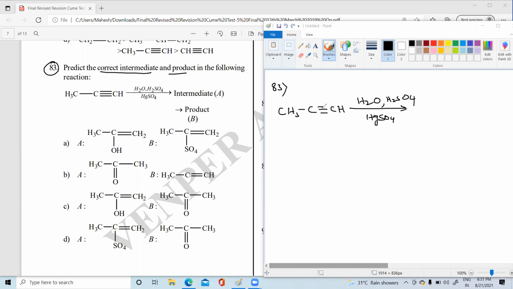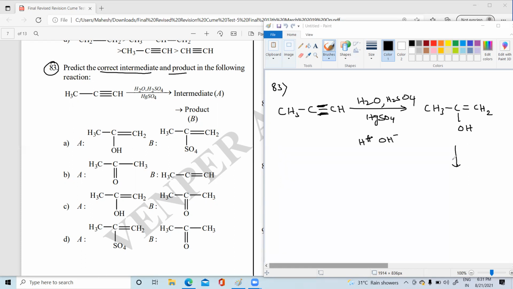In the Markovnikov addition, we have to add hydrogen. In water we have H plus as well as OH minus. H plus we have to add to the carbon having the more number of hydrogens. Let's take CH3, C double bond CH. Here there should be more hydrogens. Here the OH we have to keep according to Markovnikov. So this is the intermediate.